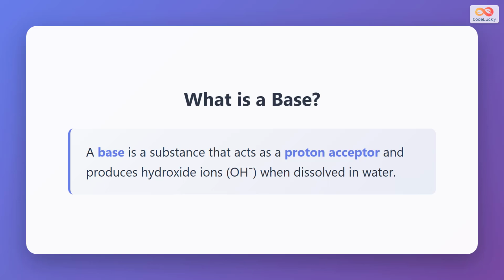A base is defined as a substance that acts as a proton acceptor and produces hydroxide ions, represented as OH-, when dissolved in water. The key characteristic of bases is their ability to either accept hydrogen ions from other substances or release hydroxide ions into solution. This behavior makes them the chemical opposite of acids.